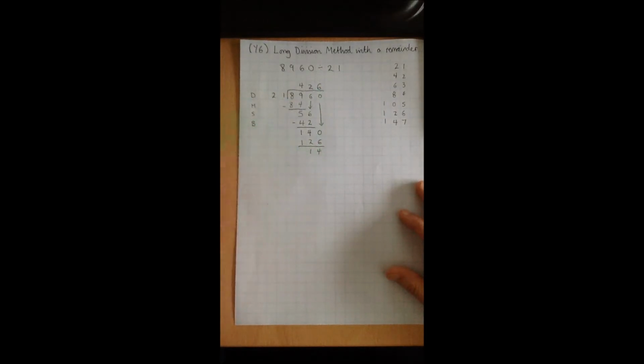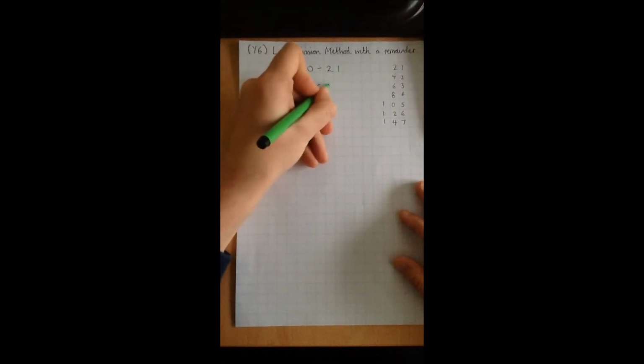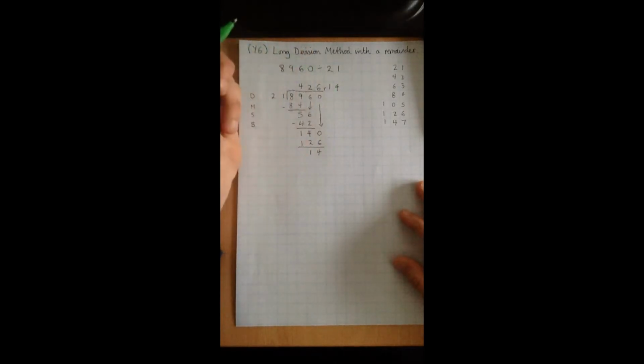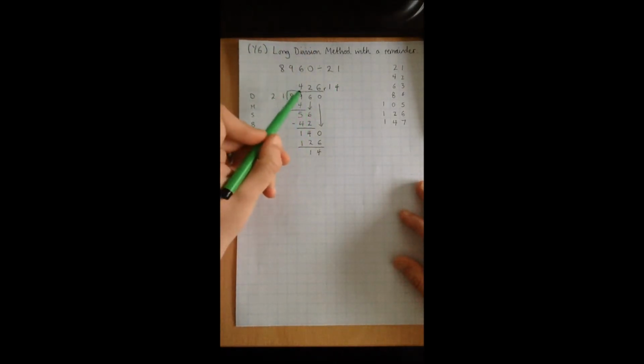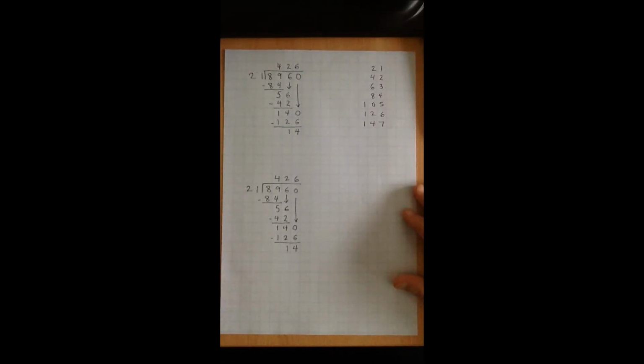And there's nothing left to bring down, so we can express that 14 as our remainder, which leaves us with a final answer of 426, remainder 14. However, there are 2 other ways of expressing the remainder. One is as a fraction and one is as a decimal.